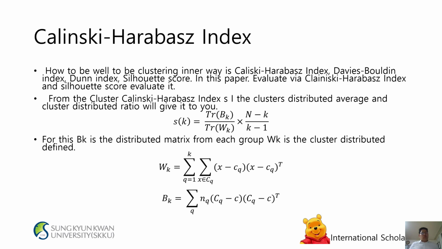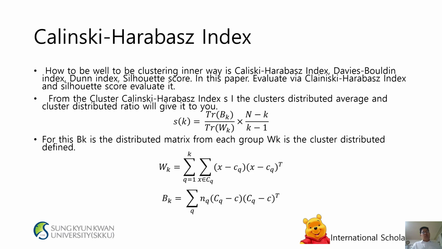Clustering evaluation indexes include the Calinski-Harabasz index, Davies-Bouldin index, Dunn index, and silhouette score. In this paper, we evaluate via the Calinski-Harabasz index and silhouette score. From the cluster Calinski-Harabasz index, the cluster's distributed average and the cluster's distributed ratio are given by SSTR, WSS, BK, K minus 1, and N minus K.